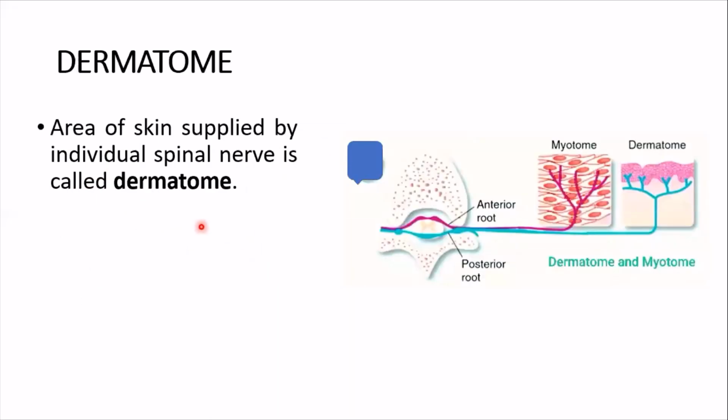So what is a dermatome? It is the area of the skin supplied by an individual spinal nerve. You see, this is the vertebra, and this is the anterior root, posterior root. This is the spinal nerve, and here one spinal nerve is going to supply this area of the skin, and this is a dermatome. Another point: it's not that a single part of the skin is supplied by only one spinal nerve. There is always an overlap, but this is the theoretical definition.